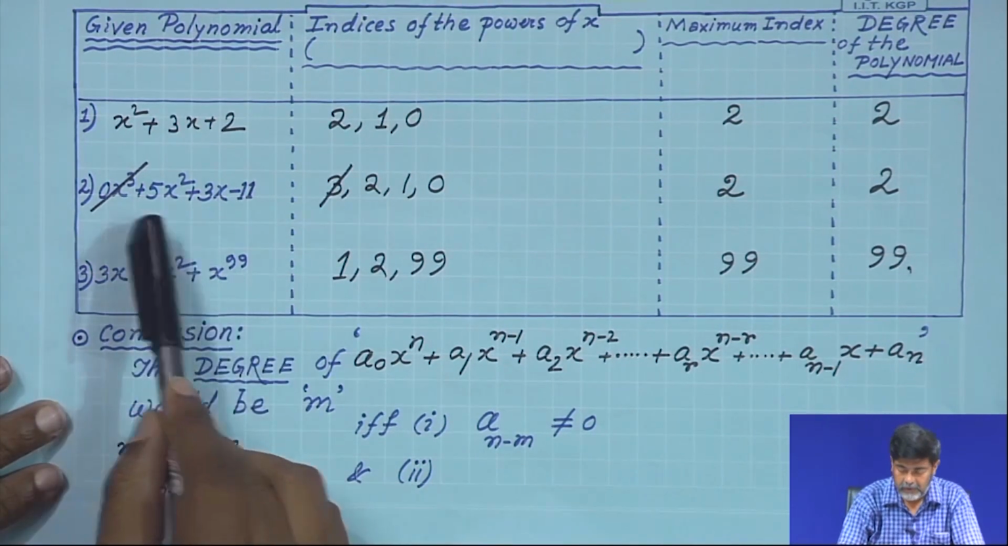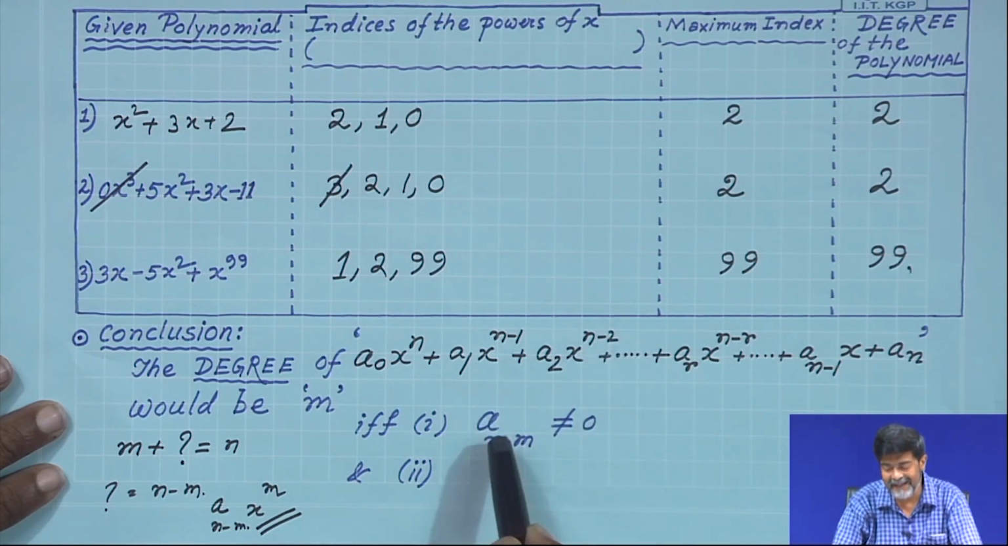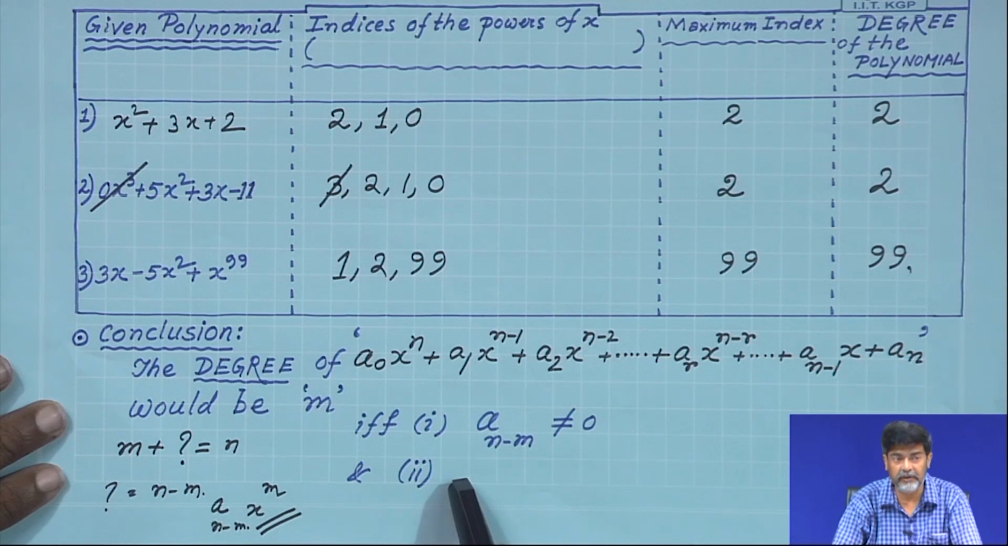Therefore, for x to the power m to be present in the polynomial, the coefficient of x to the power m, namely a n minus m, must not be 0. Otherwise, the term will be absent, vanished. Again, we must have the second condition, that is, the terms with a power higher than m must be absent from the polynomial. Therefore, their coefficients must be zeros.